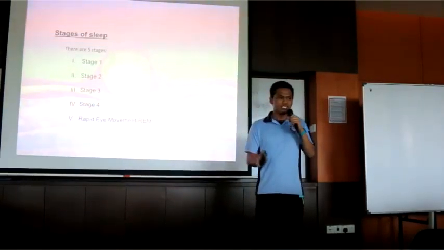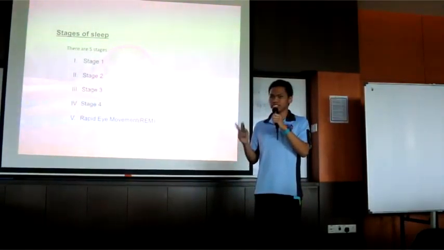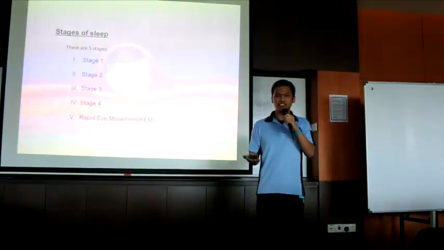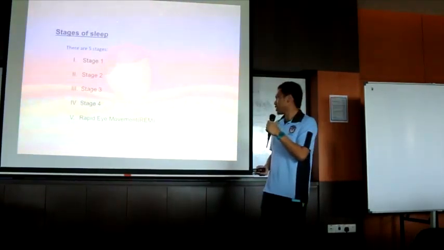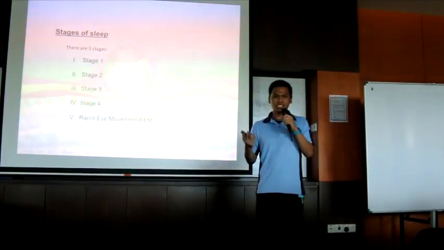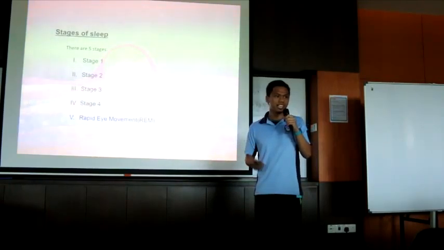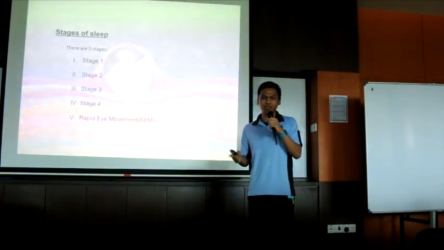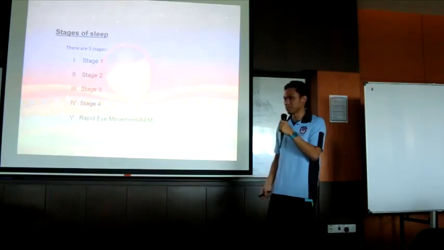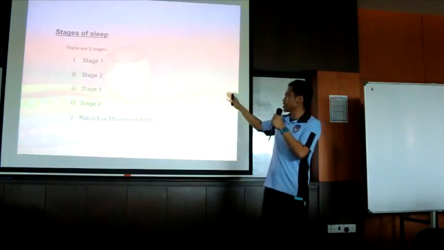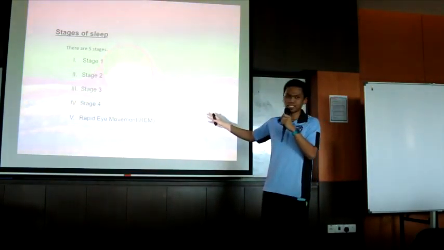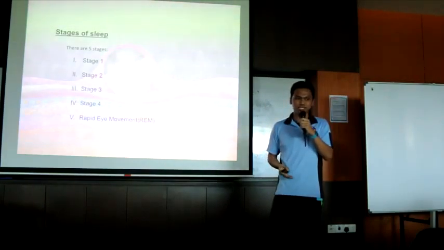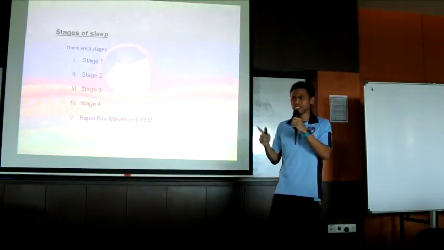There are 5 stages of sleep, which are stage 1, stage 2, stage 3, stage 4, and REM sleep. Stage 1, stage 2, stage 3, and stage 4 are also known as NREM, which is non-rapid eye movement sleep. This whole set of stages is done in one sleep cycle. One sleep cycle consists of 90 minutes.